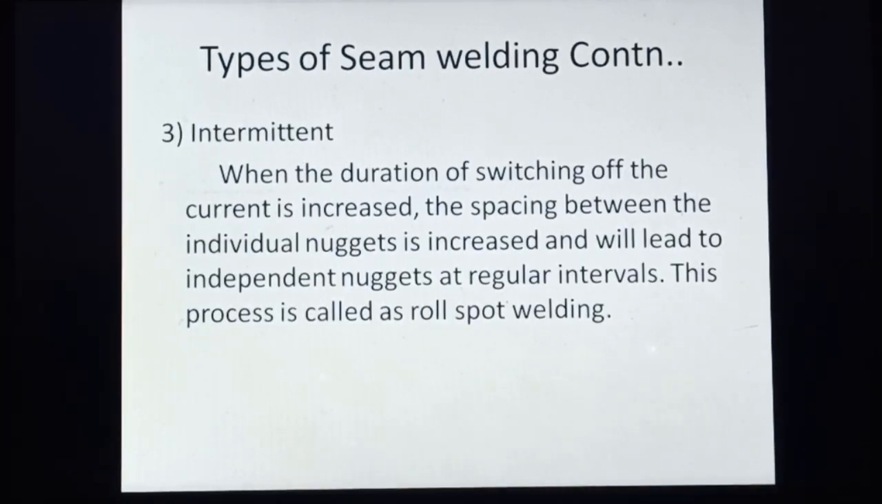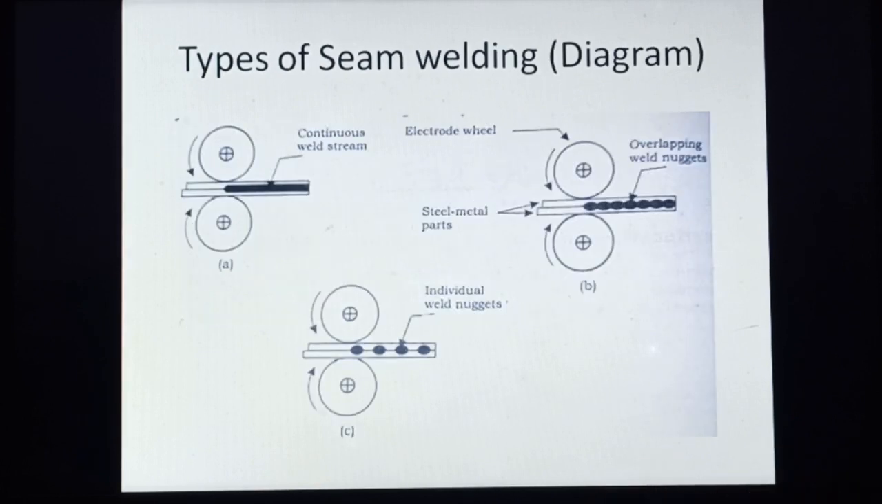Third type is intermittent seam welding. When the duration of switching of the current is increased, the spacing between the individual nuggets is increased, and this leads to independent nuggets at regular intervals. This process is also called roll spot welding. These are the various types of seam welding.